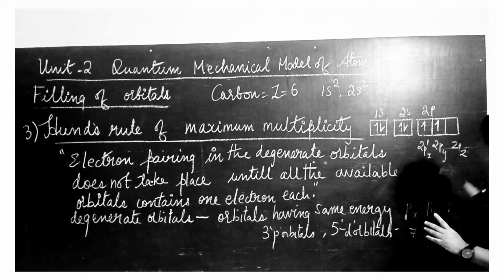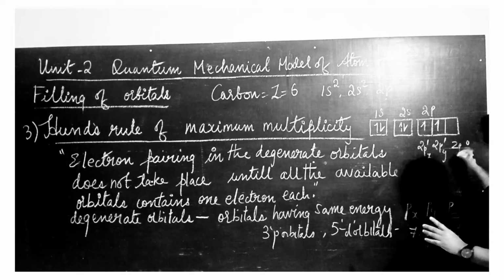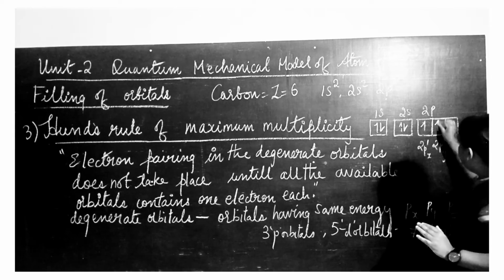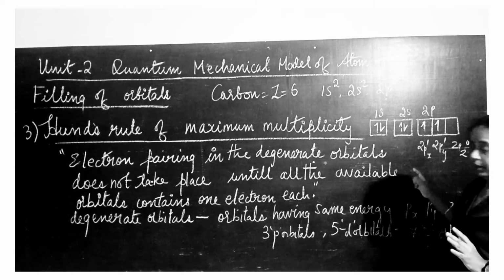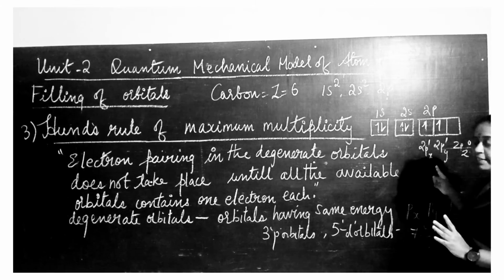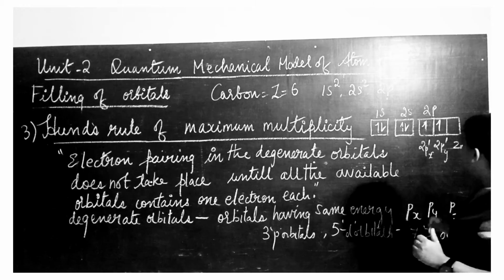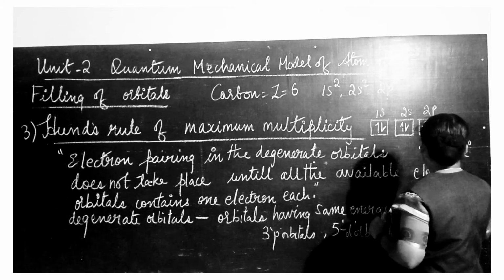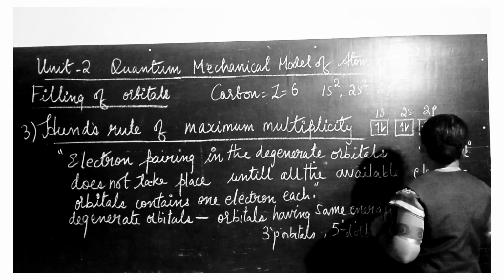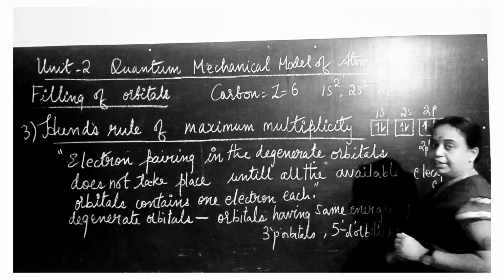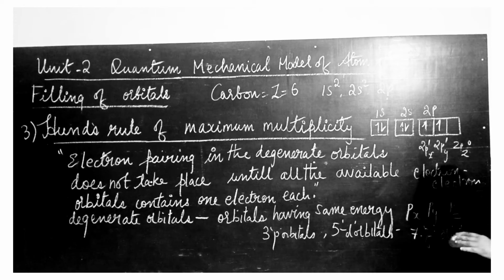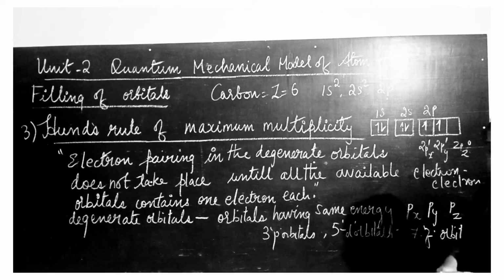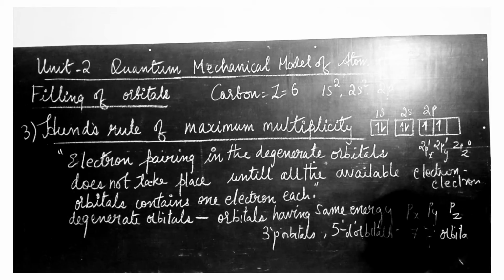So they are not placed together in the px orbital. Here one electron in px, one in py, and the pz orbital is empty, no electron in the pz orbital. Okay. So why is it placed separately in the p orbitals like px and py? In order to avoid electron repulsion. Yes. This electron repulsion occurs between the electrons in this degenerate orbital. So to avoid this electron repulsion, these electrons are filled in the separate orbitals of the p.